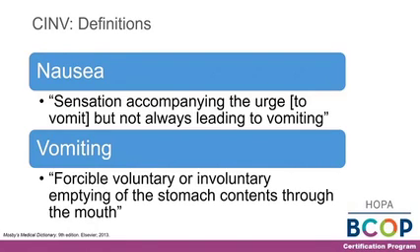Nausea, which is mediated by the autonomic nervous system, is defined as a sensation that's accompanying the urge to vomit but does not always lead to vomiting. Compared to vomiting, which is due to stimulation of reflexes coordinated by the vomiting center, which results in forcible, voluntary, or involuntary emptying of the stomach contents through the mouth.